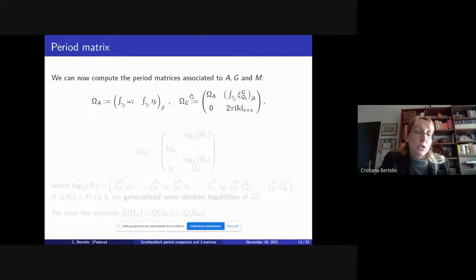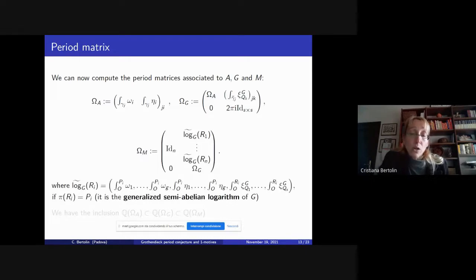In the case of an abelian variety, it's the classical period matrix. You find them also on the first page of Birkenhake-Lange. Then the periods of G are the periods of A plus 2 pi i. And then you have to add the integral of the differential form of the third kind coming from A along the pullback of the path gamma_j of A. If you want the period matrix of the whole 1-motive M, you take the periods of G, and then you have to add the generalized semi-abelian logarithms of the points R_1, ..., R_n.